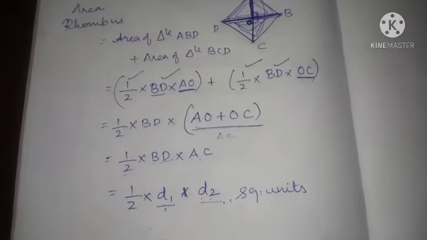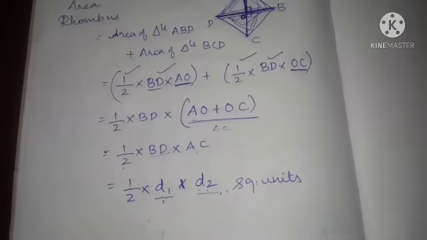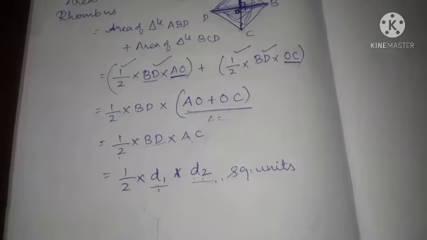So in today's class we have discussed the area of a trapezium, the area of quadrilaterals, and then the area of the rhombus specifically. I hope you all understood, children.